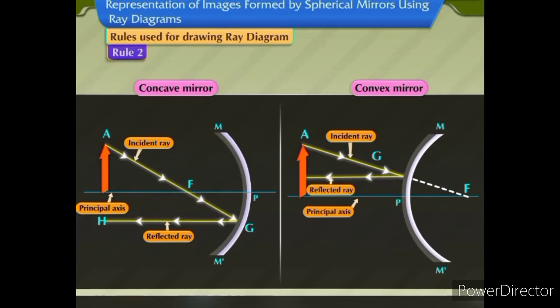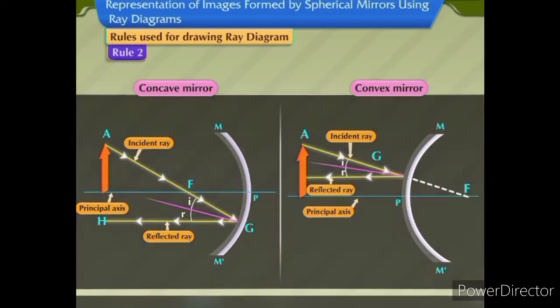In both the cases, the incident ray passing or appearing to pass through the focus makes an angle I with the normal at the mirror surface. The reflected ray makes angle R equal to I with the normal and passes parallel to the principal axis. Rule 3.